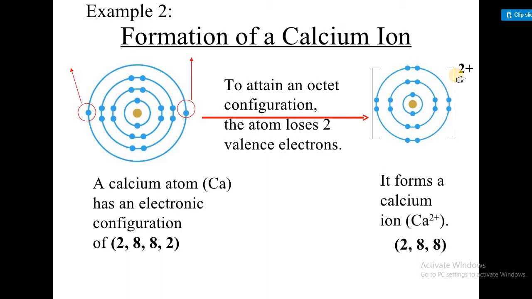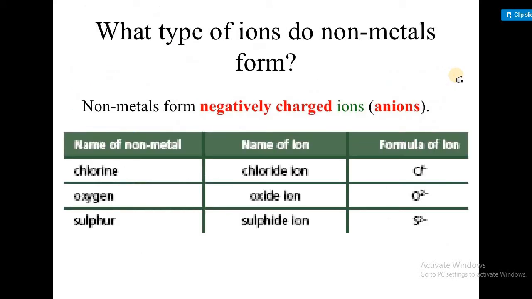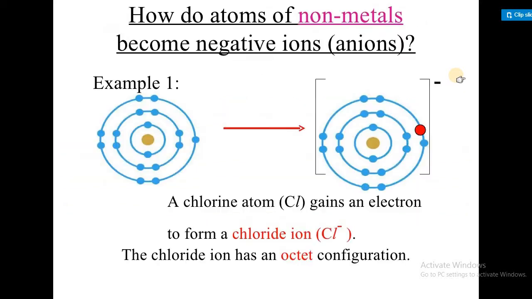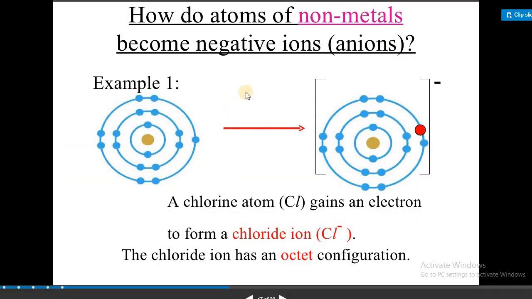The first example we discussed was the sodium ion, and the second was the calcium ion. Now let's move further and see how we can show or draw the anion formation. As we know that non-metals form the negative ions, they are called anions. How can we show or draw the negative ion? We are going to take the example of the chloride ion.